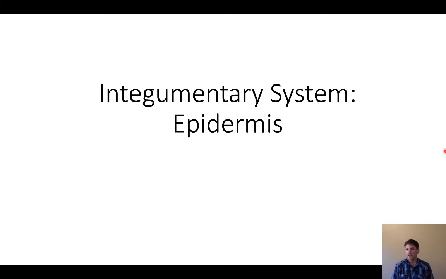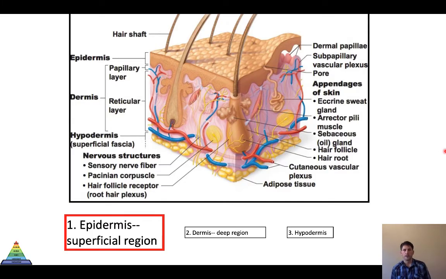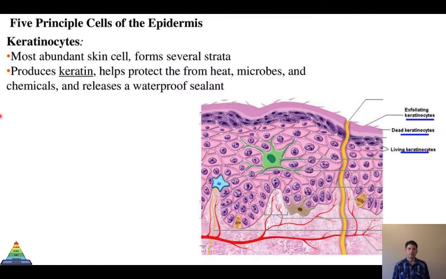Now, if we move into the integumentary system, we're going to start looking at the epidermis. You may remember this model from your labs, but this epidermal layer is the most superficial region. Up here, we can see this little bracket right here, and that's labeled epidermis. So we're going to be talking about this epidermal region first and seeing what that does for us. Now, we want to talk about some of the cell types that are present in here. There are 5 key cell types that we're going to be looking at.